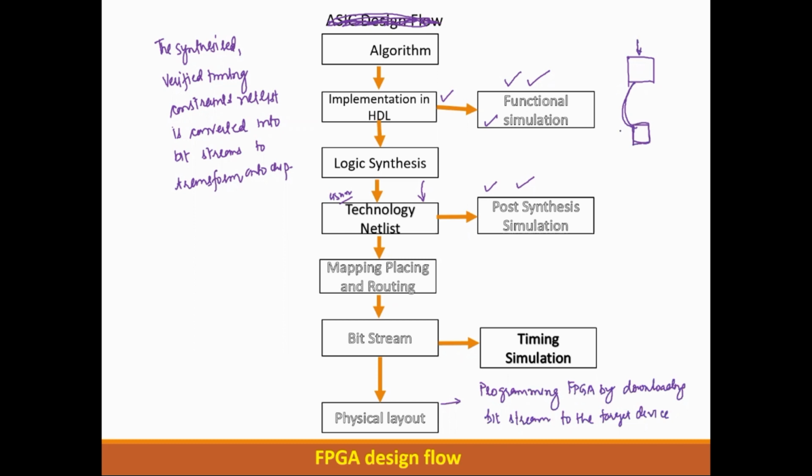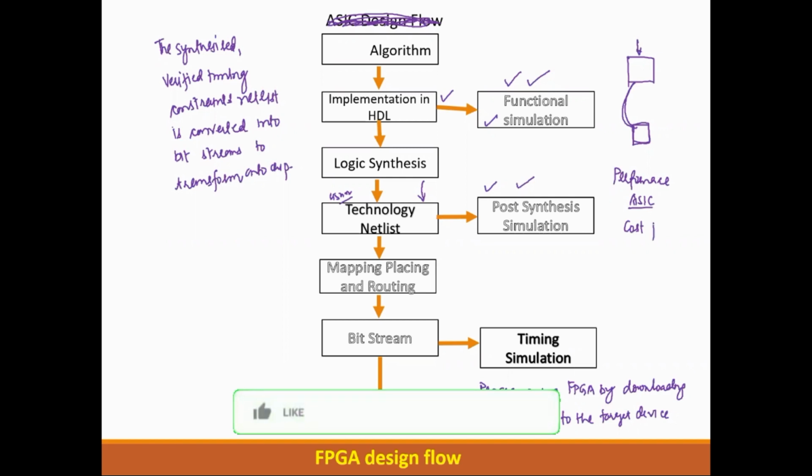Now some of you might be asking that if everything is possible in FPGA, why are we not using FPGA and instead actually using ASIC? The reason is that the performance of FPGA is on the lower side compared to ASIC, and also the cost per unit is quite high when we talk about FPGA. So that's why we do not use FPGA.